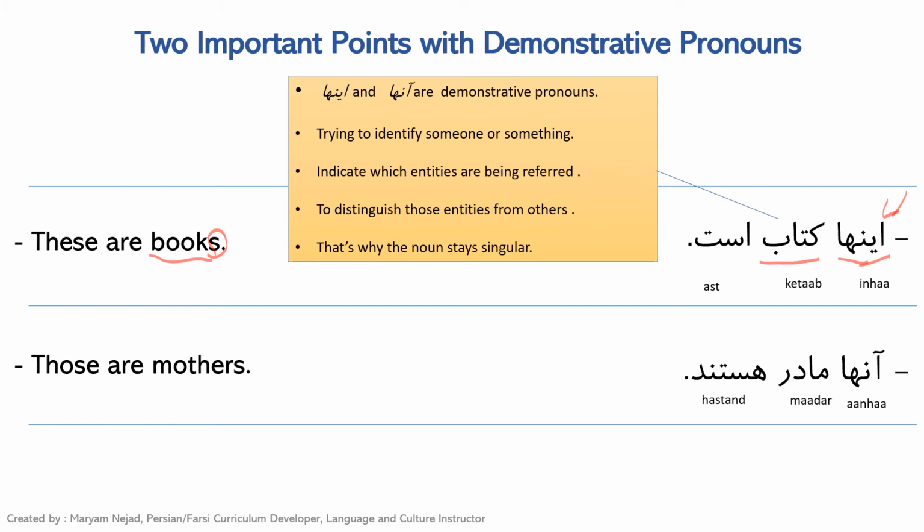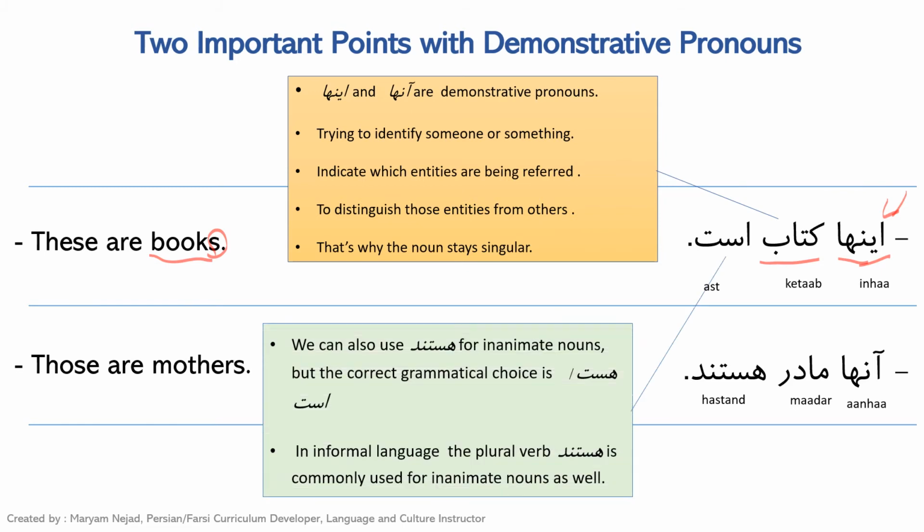The second thing that you need to know is that students ask me, can we also use هستند for inanimate nouns? Yes, we can also use هستند as well. In fact, in informal language, هستند is more commonly used than است or hast. But the more correct or proper choice here is to go with است or hast.